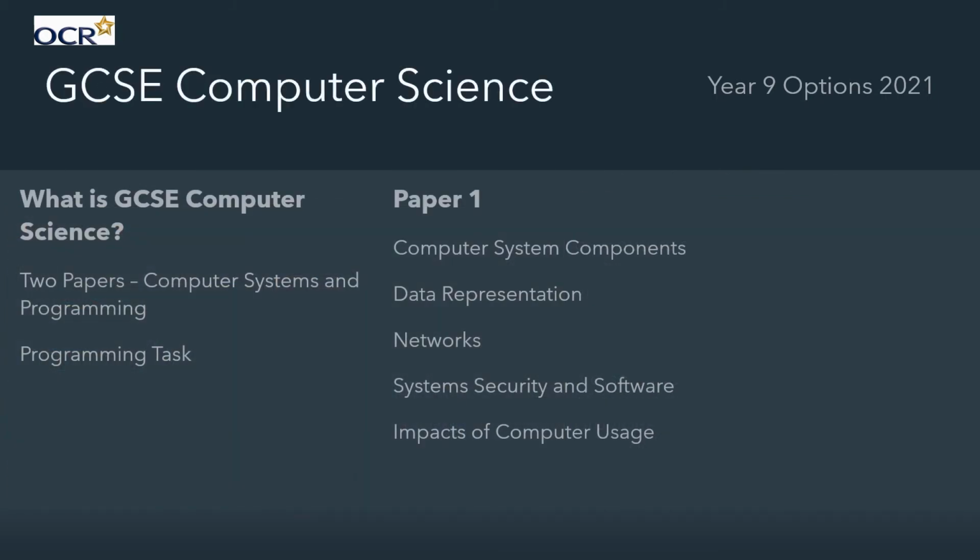So what do we do in computer science? Well, you're working towards two papers. The first paper, paper one, looks at computer systems. The second paper, paper two, looks at programming. In paper one, we look at the main components of a computer, which are the CPU, memory, and storage. We look at how the CPU executes instructions and the process it goes through, which is pretty amazing. We look at how memory works with the CPU to help it process instructions.